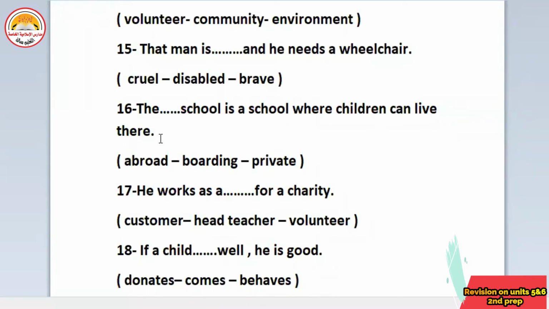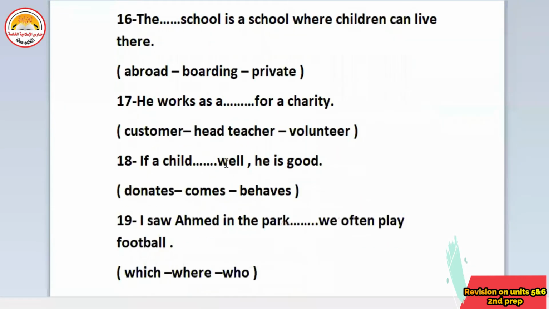Okay. Number 17, Minna Hassan. He works as a volunteer for a charity. Very good. Thank you. It's correct. Thank you, Minna. So here, number 17: he works as a volunteer for a charity. Okay. Number 18, here, Minna Hassan. Should I answer again? Okay, Minna. Okay, thank you.